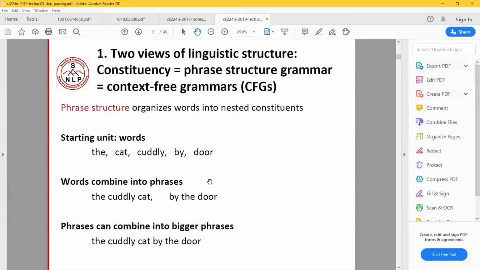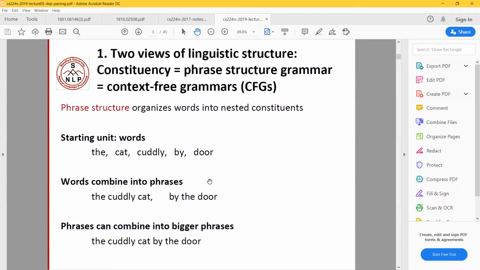I think that's the opposite. I don't know, from what I understood from the lecture, context-free grammar is kind of rules that we can use to build sentences. For example, we can have a noun after a verb, like for example here, the cuddly cat.